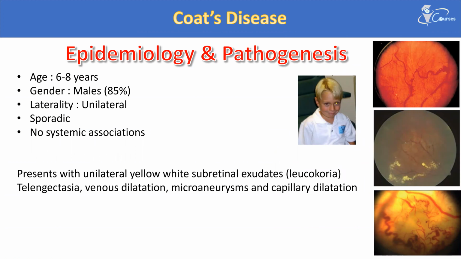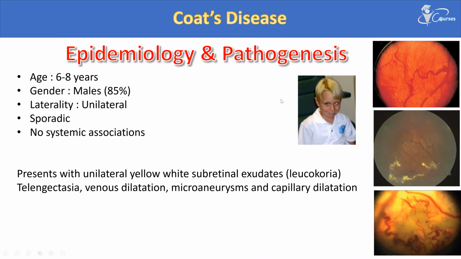So what is the epidemiology and the pathogenesis of Coats disease? Coats disease is a disease of childhood. It is usually present between the age of 6 to 8, but it can present up to 15 years old, and is more common in boys, like 85%, more commonly unilateral, and more commonly sporadic. So there are no systemic associations.